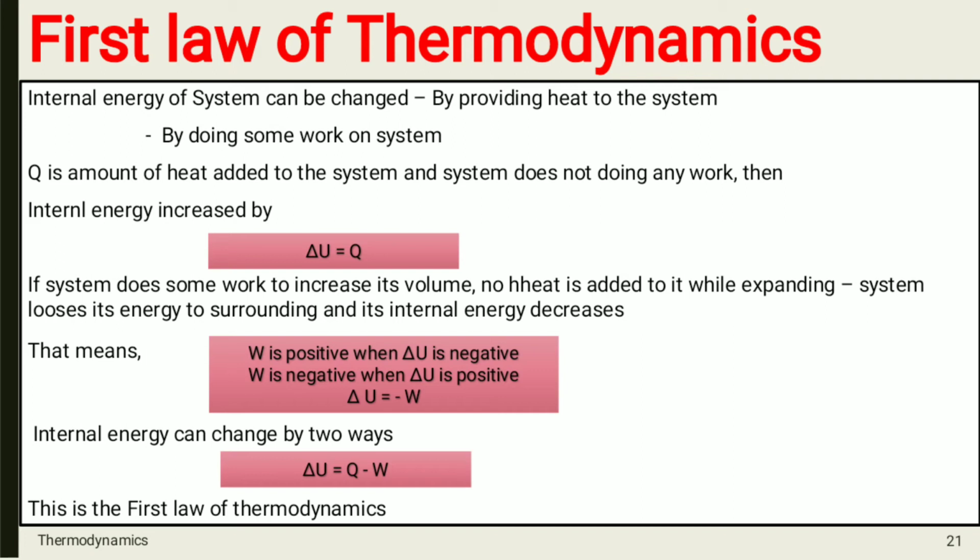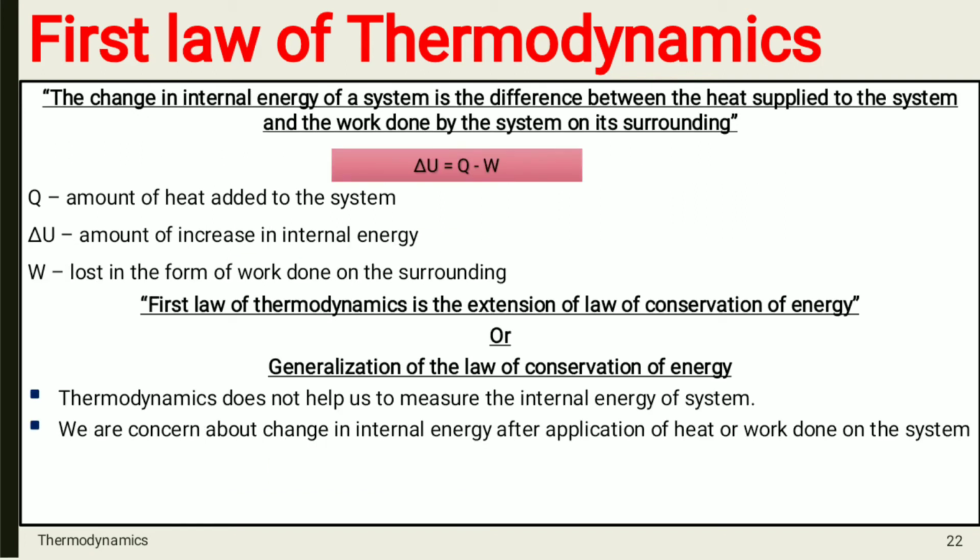So we can rewrite these two equations together, as on one side of both the equations is delta U. So we can write delta U is equal to Q minus W, or Q is equal to delta U plus W, and this is the first law of thermodynamics, which says the change in internal energy of the system is the difference between heat supplied to the system and the work done by the system on its surrounding or environment. That is, delta U is equal to Q minus W, or Q is equal to delta U plus W.